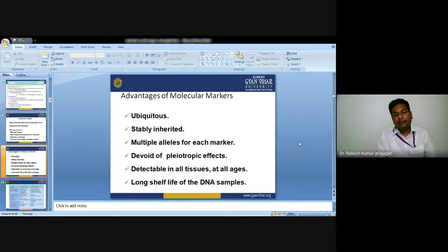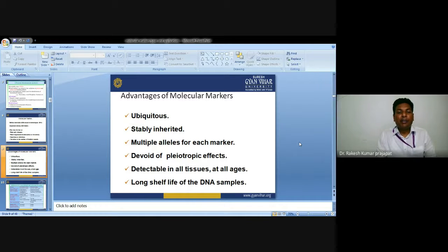Stably inherited means that because they are present in the genetic material, because they belong to gene sequences, coding or non-coding sequence, they are the ultimate part of the genetic material. So they are stably inherited into the next progeny, and they follow the Mendelian pattern of inheritance also.